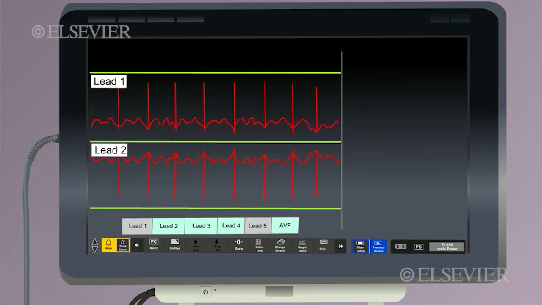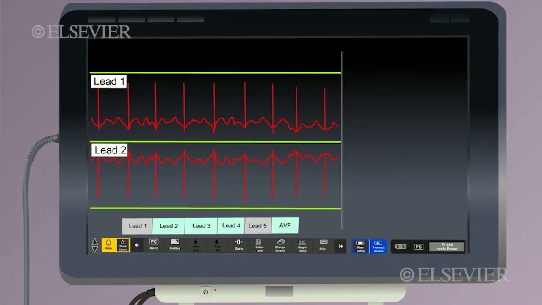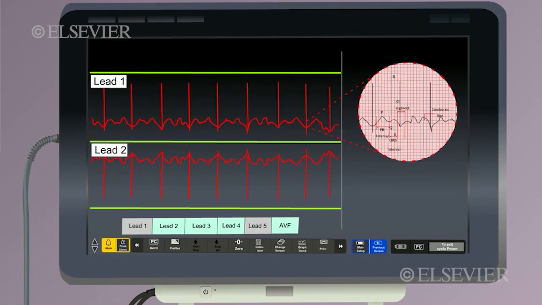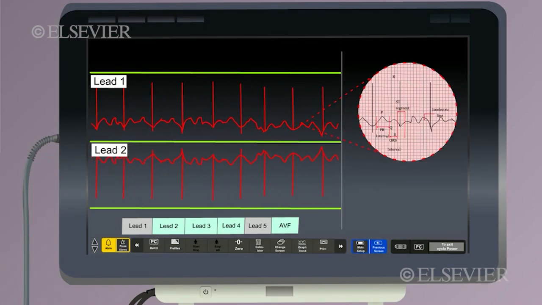Display the patient's ECG tracing in 2 leads, if available. Examine the ECG tracing on the monitor for the size of the R and T waves.